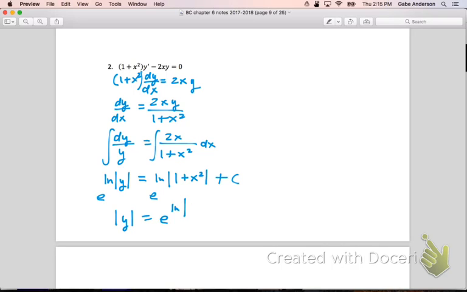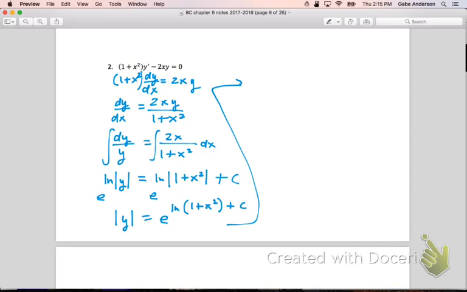And there's no way 1 plus x squared can be negative, so I'll just put parentheses 1 plus x squared plus c. It's important to note that the c is in the exponent at this point. And really at this point we're done. We need an initial condition to determine both the c as well as what to do with the absolute values. So I think I would leave this one here right now.